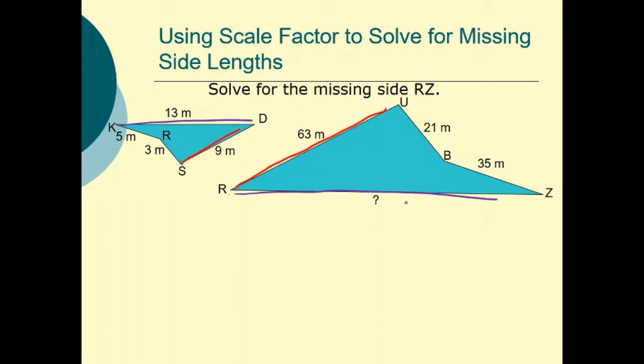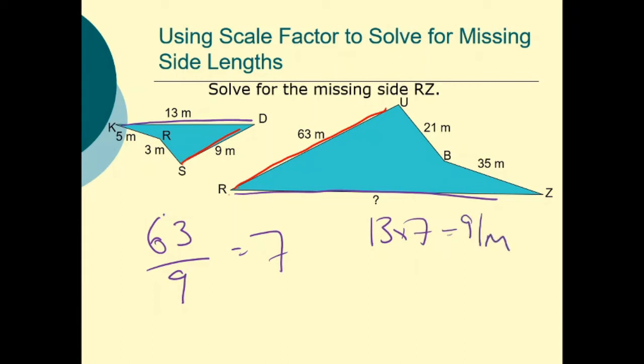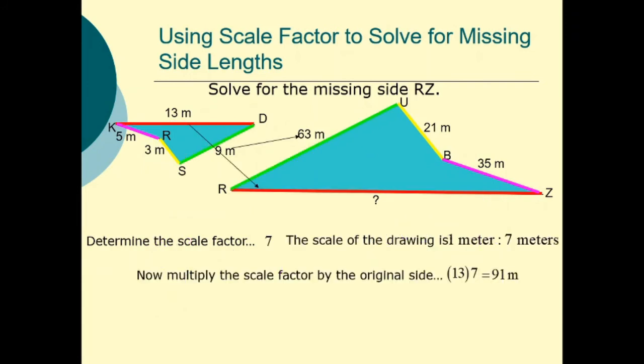So now I need to do a scale factor from the smaller one to the bigger one. I've got quite a few pairs of sides I could choose, but I'm going to choose the 2 red ones. So I'm going to do 63 divided by 9, which is nice because that equals 7. So now I've got a scale factor of 7 from the smallest to the biggest. The question mark's there, so I'm going to have to do 13 times 7, which equals 91. So my answer is 91 metres. Right, there you go. All colours are corresponded for you.